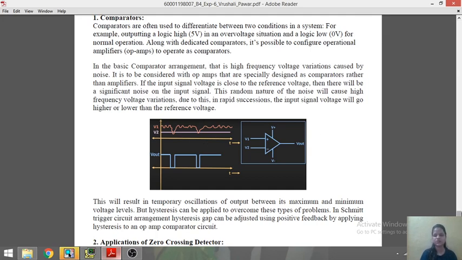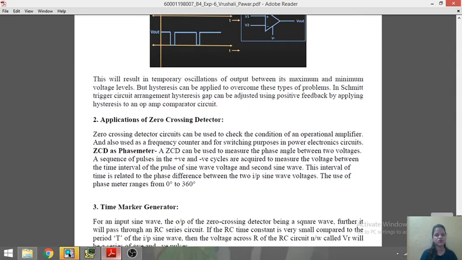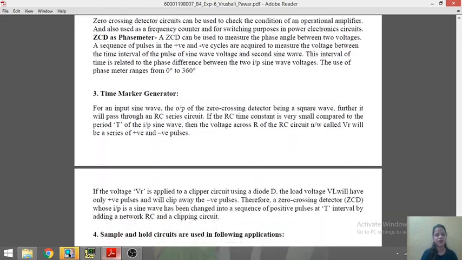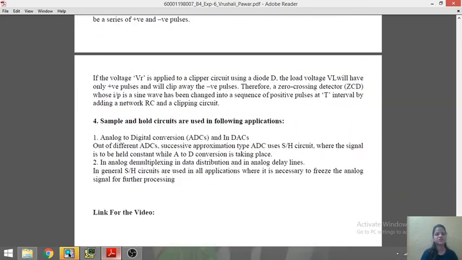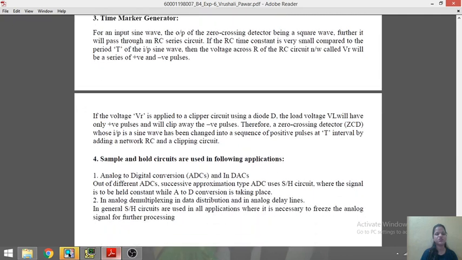So next is the application of zero crossing detector. The zero crossing detector can be used to check the condition of the operational amplifier, also used as a frequency counter, for switching purposes in a power electronic circuit. It is also used as a phase meter. So next is the time marker generator. Application for time marker generator is this. Next is the sample and hold circuit application. The sample and hold circuit is used in the ADC and DAC, that is, analog to digital converter and digital to analog converter, and also it is used for multiplexing in data distribution and in analog delay lines.